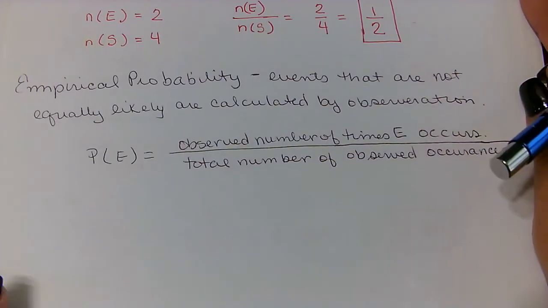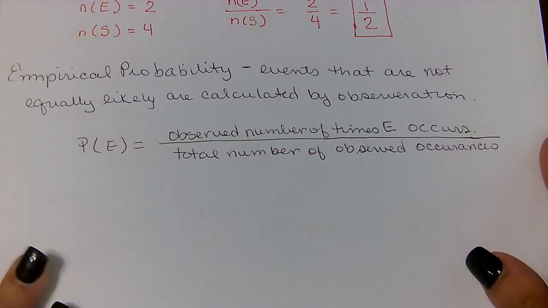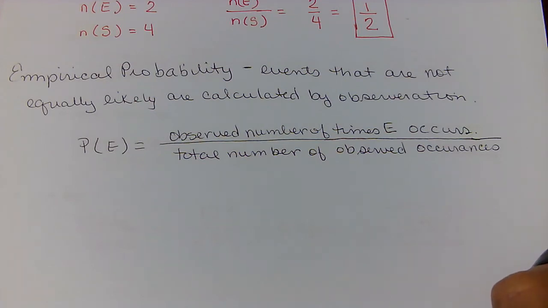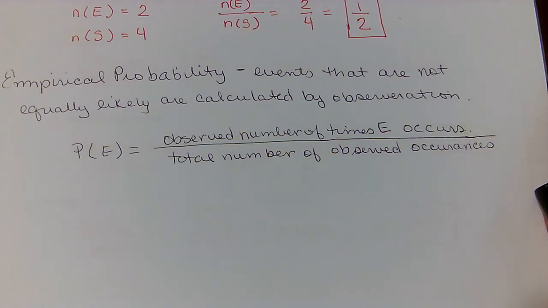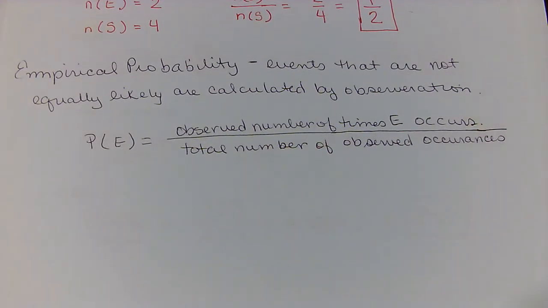Empirical probabilities. Empirical probabilities are events that are not likely equal and are calculated strictly by observations. An example for this would be, let's say, what is the probability that an intersection is going to have an accident? Not all intersections are going to have the same probability of having an accident because of different types of factors, such as the type of control that's in an intersection.